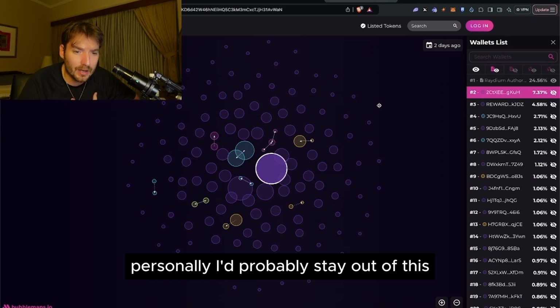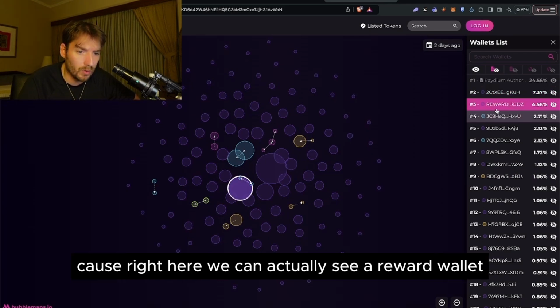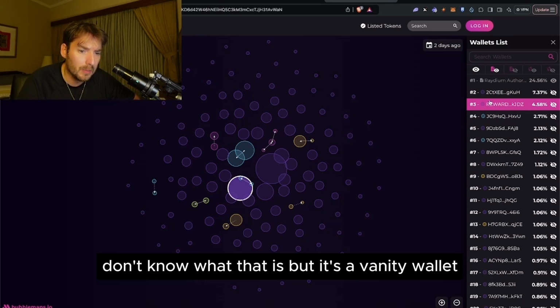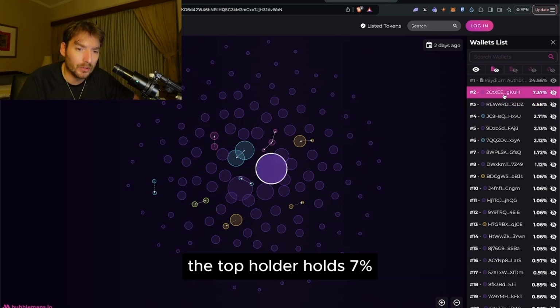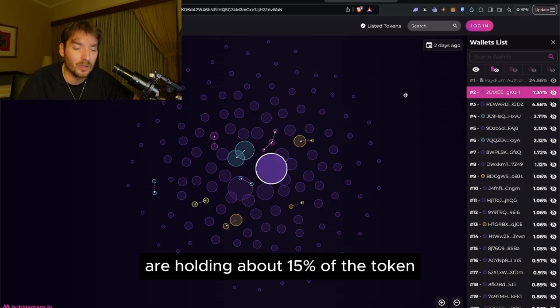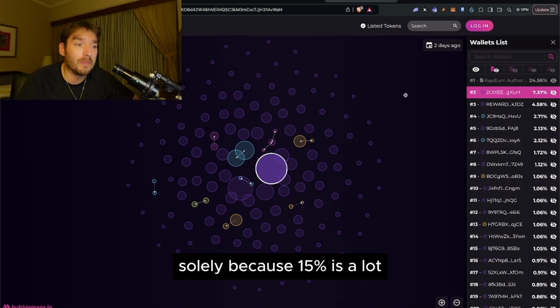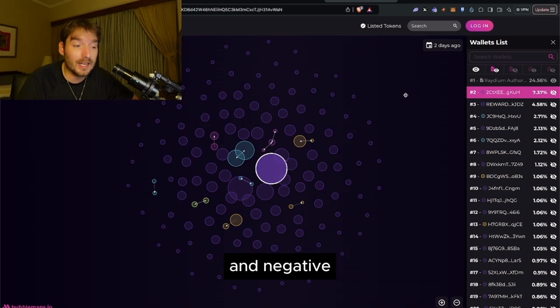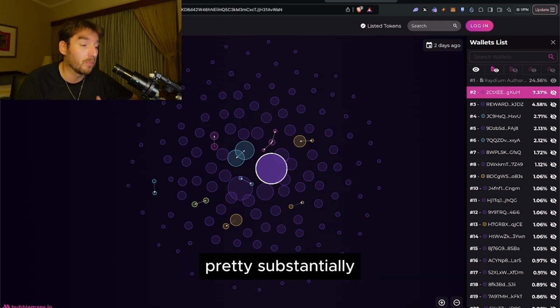Personally, I'd probably stay out of this because right here we can actually see a reward wallet, which is interesting. Don't know what that is, but it's a vanity wallet. The top holder holds 7%, and the top 10 across the board right here are holding about 15% of the token. I'd probably stay away from this solely because 15% is a lot, and negative sell pressure would probably drop this token down pretty substantially.